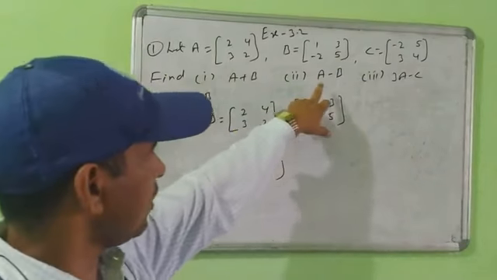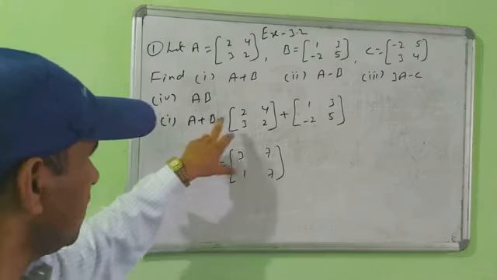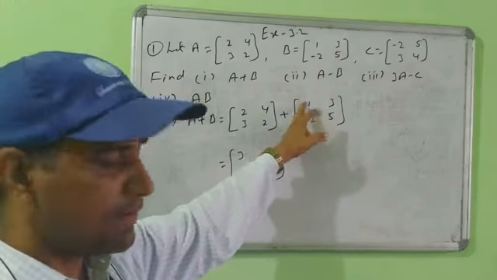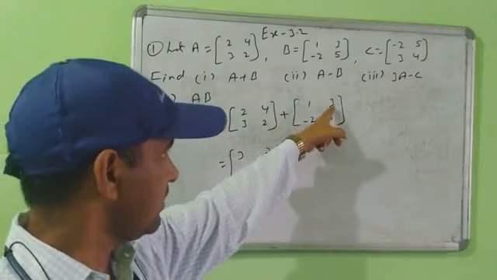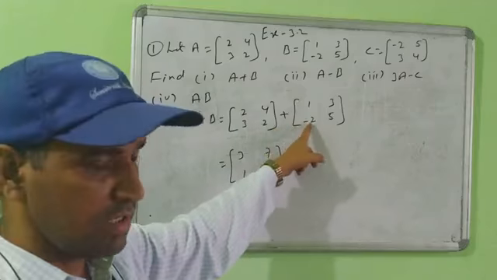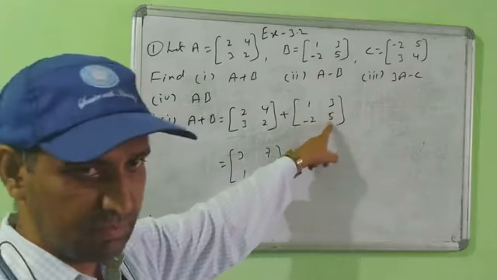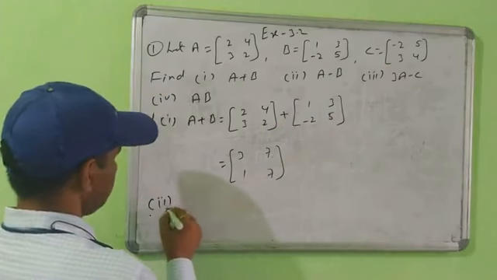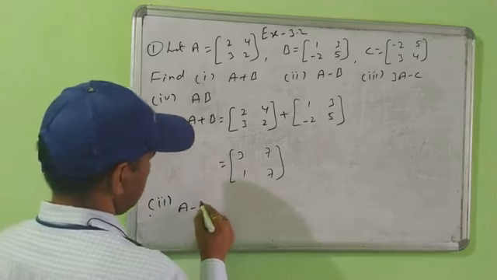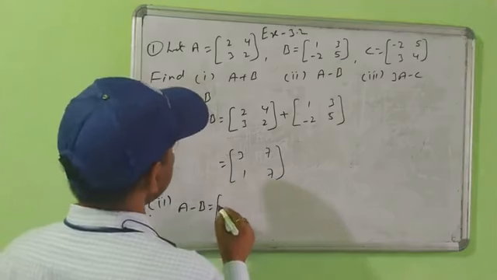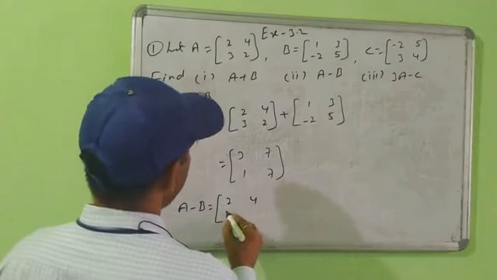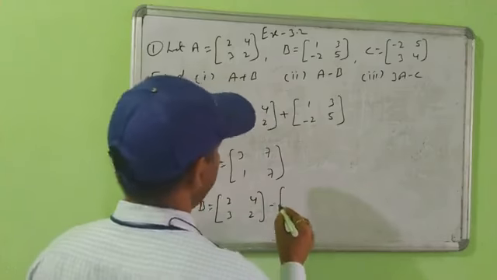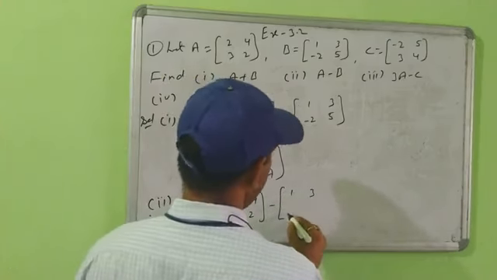After that, you will subtract in a similar pattern, corresponding element to corresponding element. In the first element you subtract the first element, the second element you subtract the second element, the third element the third element, and the fourth element the fourth element. Now this is the second part, A minus B. First we write A minus B: 2, 4, 3, 2 minus 1, 3, minus 2, 5.